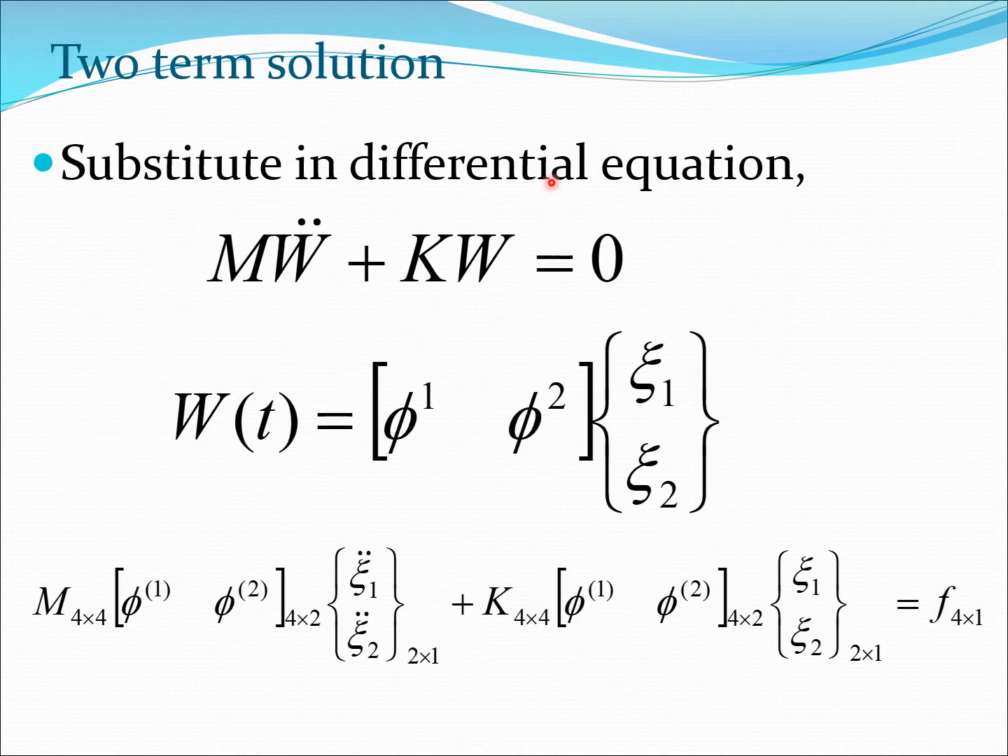So now let's go back to the general differential equation for a multi-degree of freedom dynamic system. So it's in this form. Now in this special case, this happens to be a 4x4 system. Now we are presuming a 2-term solution here. So let's take this 2-term solution and plug it back into the differential equation. And if we do that, we get this equation here.